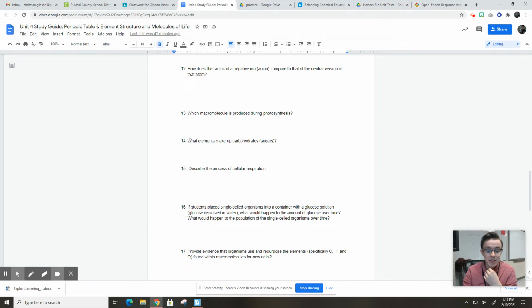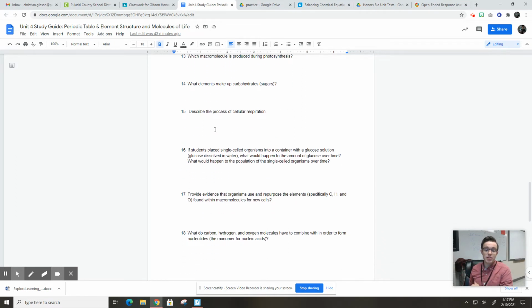Number 14, what elements make up carbohydrates? Sugars. Remember, carbohydrates and sugars are synonyms, and I wanted to point that out in that question. They mean the same thing. And all carbohydrates or sugars are made up of the same three elements: carbon, hydrogen, and oxygen. Remember, CHO. And they're always in a 1 to 2 to 1 ratio.